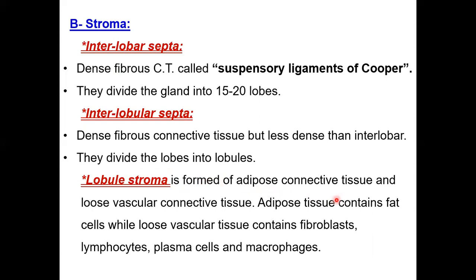Lobule stroma is formed of adipose connective tissue and loose vascular connective tissue. Adipose tissue contains fat cells, while loose vascular connective tissue contains fibroblasts, lymphocytes, plasma cells, and macrophages. In short, the interlobar stroma is dense fibrous connective tissue, mainly collagen fibers and fibroblasts. The interlobular is exactly the same but maybe less dense. But the lobule stroma, which is adherent to the duct system, consists of two connective tissue types: loose areolar connective tissue, full of macrophages, lymphocytes, plasma cells and fibroblasts, and adipose connective tissue, which is filled with fatty tissue.